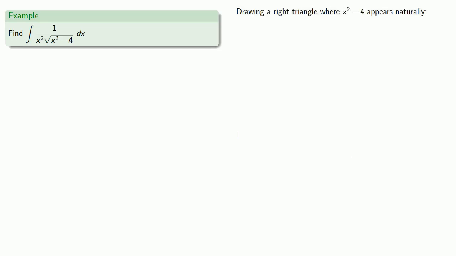And since x squared is x squared and 4 is 2 squared, we'll want a triangle with sides of x, 2, and square root of x squared minus 4. If you don't play, you can't win, so let's try to draw such a triangle.